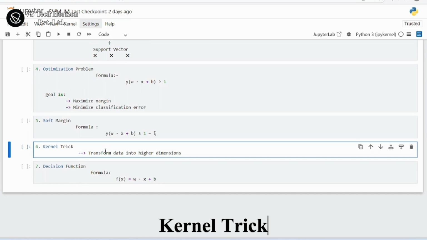Next is kernel trick. This transforms data into a higher dimension. If data is not linearly separable, then SVM uses a kernel to map data into a higher dimension. Common kernels are linear, polynomial, and RBF. So this helps separate complex data.